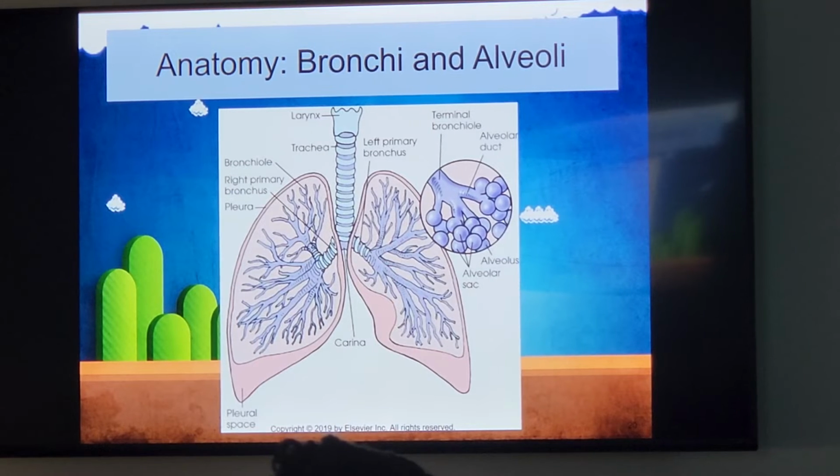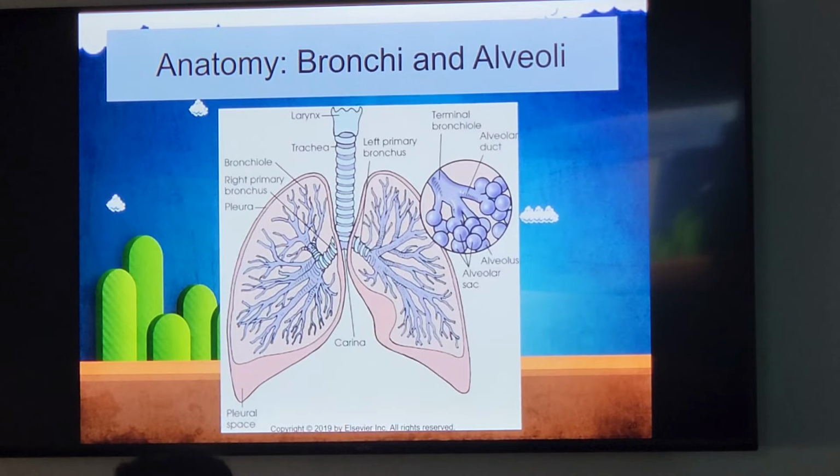So we have our primary bronchus, our secondary and tertiary bronchioles, and then that leads to our alveolar ducts. And at the end of that, we have our alveolar sacs, which contain all of the alveoli.